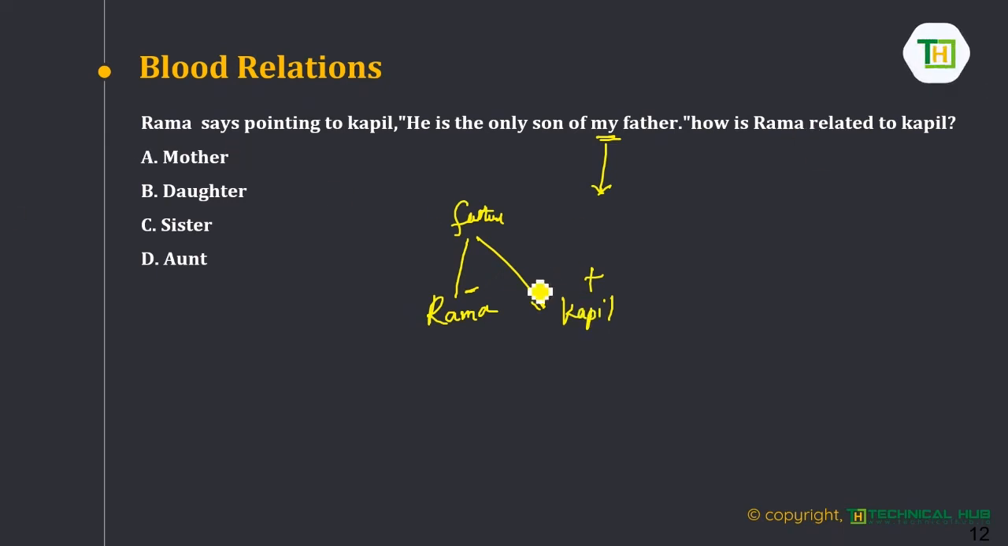So how is Rama related to Kapil? Here also the relation is sister. In the first problem A and B relation, and here Rama and Kapil are the same. In that case A and B variables were given; in this case names are given directly. Given the options, C is the correct answer. Here also sister, both are the same. And move on to the next one.